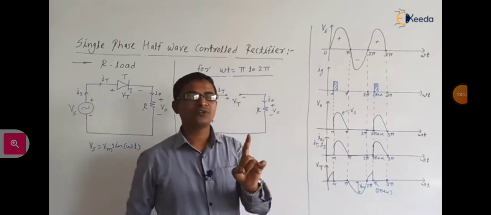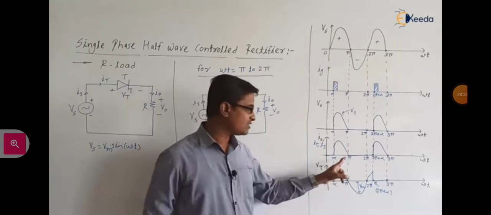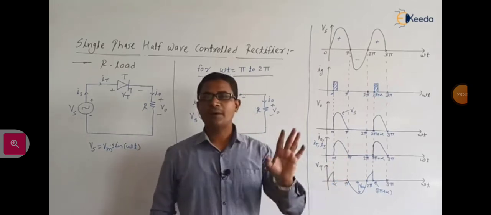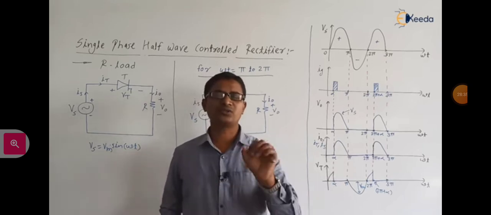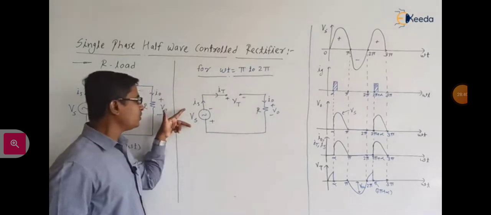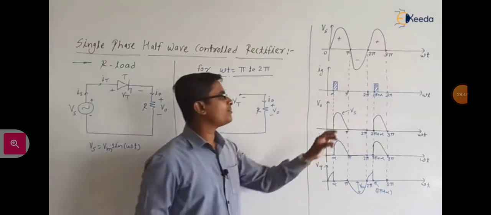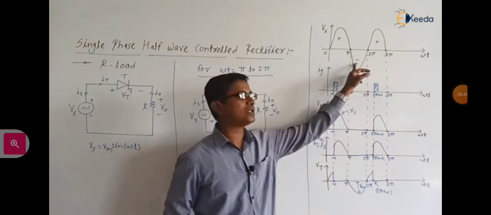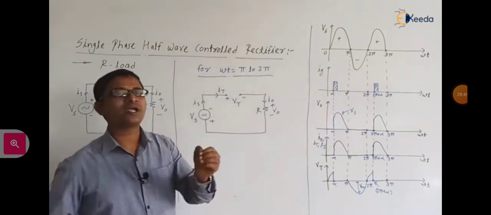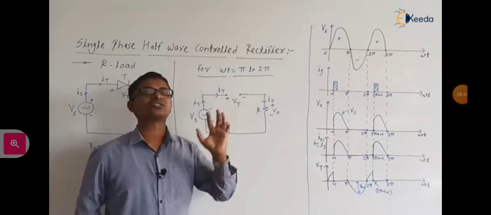Recall the procedure for commutation of thyristor. First, we need to reduce the anode current below the holding current value, which has been reached at omega t equal to pi. After that we need to maintain the reverse voltage across the thyristor. Due to the nature of the supply voltage after omega t equal to pi, the reverse voltage is automatically maintained across the thyristor.